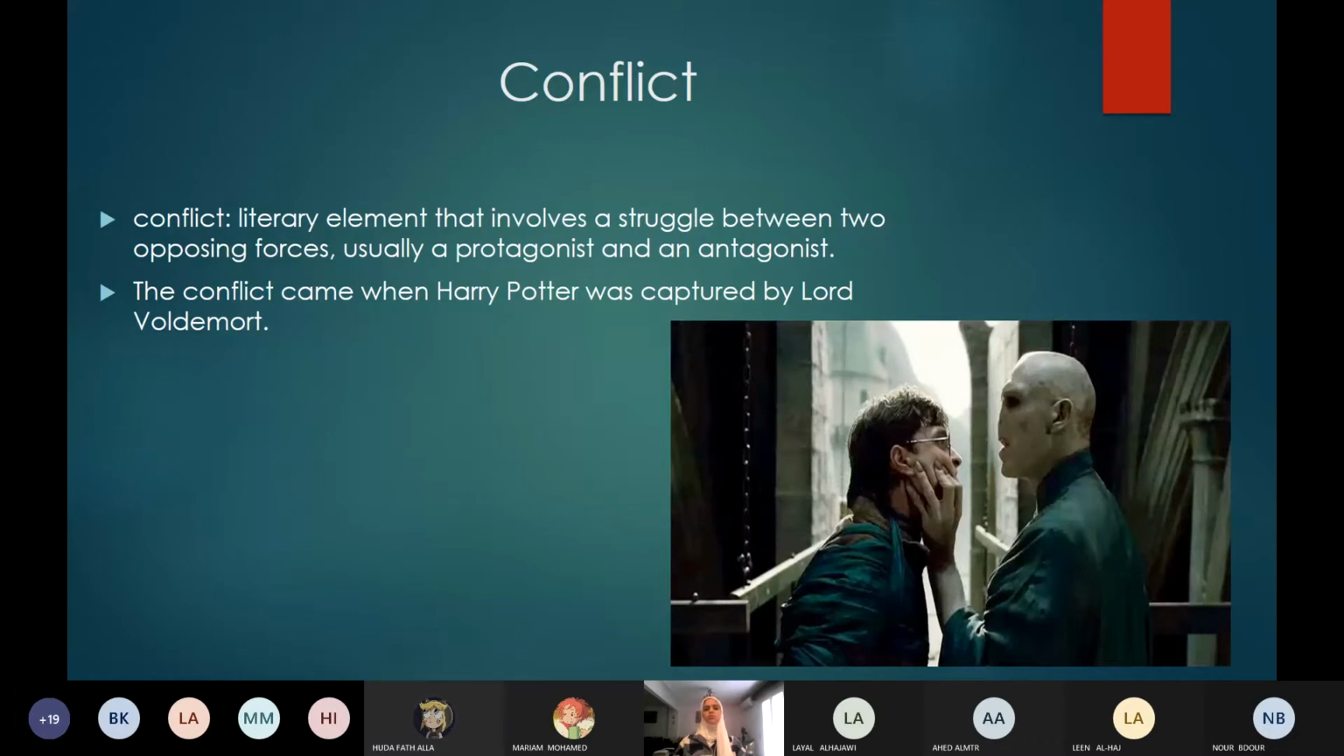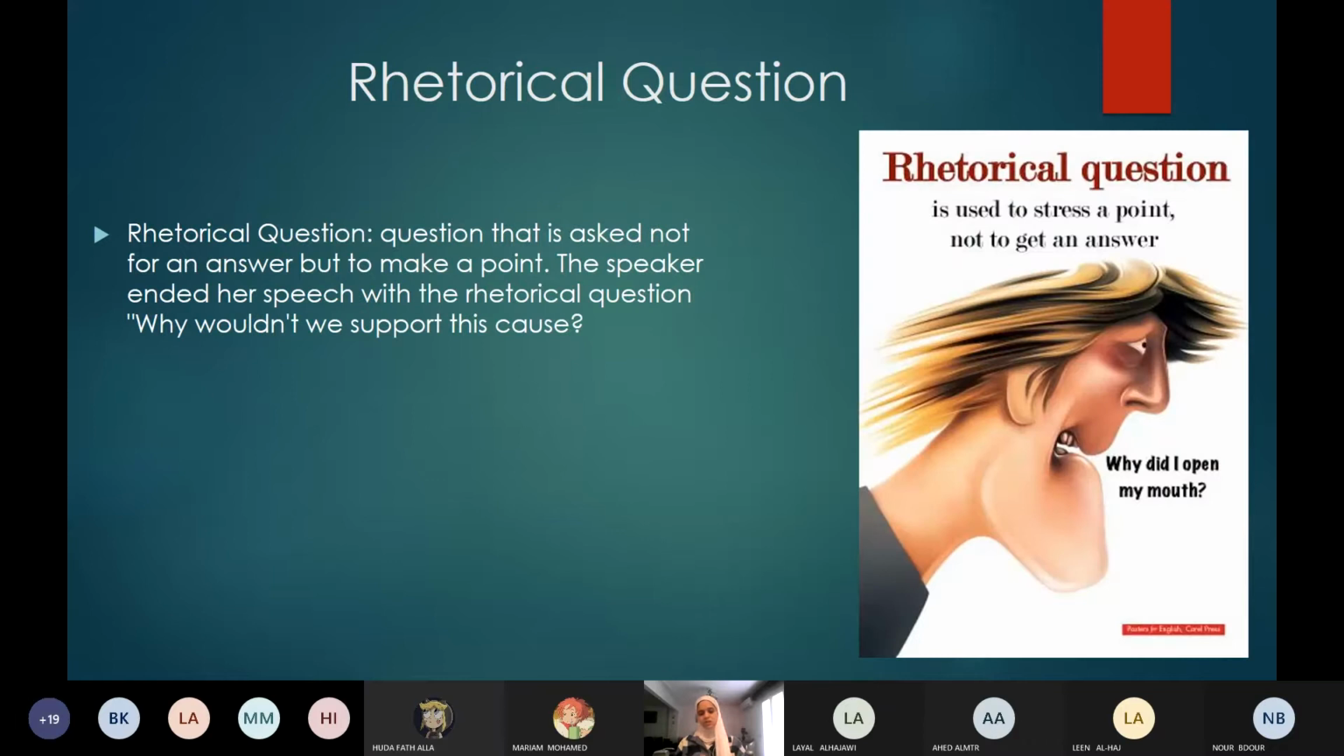Okay, we move to the last academic vocabulary for this chapter: rhetorical question. What is rhetorical, girls, before? We discussed rhetorical many times. What is rhetorical? Anyone but Hoda, please. What is the meaning of rhetorical? We talked about it in Solitude of Self. What is rhetorical?